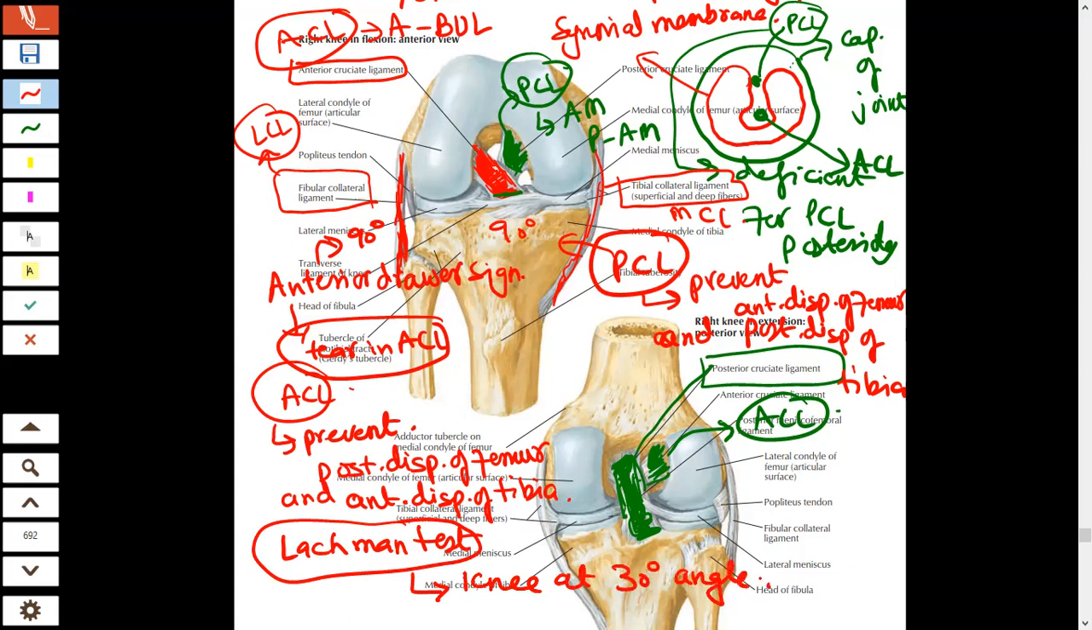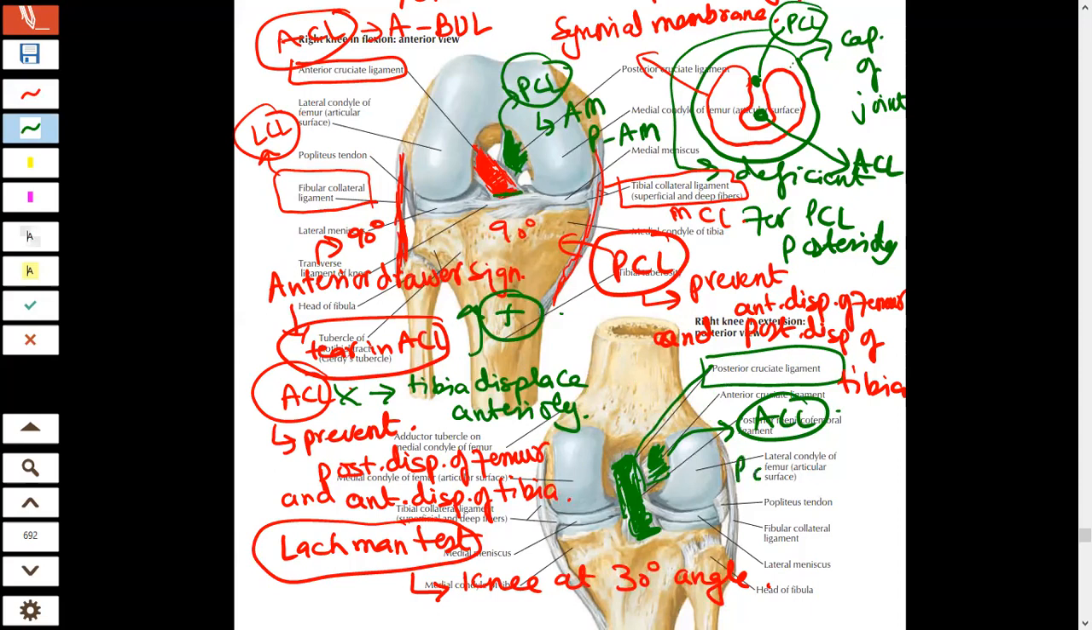That is the only difference. But see here, if the patient is having a rupture of the anterior cruciate ligament, what will happen? What is the function of the ACL? To prevent anterior displacement of tibia. So when there is any damage to the ACL, the tibia is going to displace anteriorly. And when the tibia is going to displace anteriorly, you say, sir, the anterior drawer sign is positive. That's it. What is the posterior drawer sign?